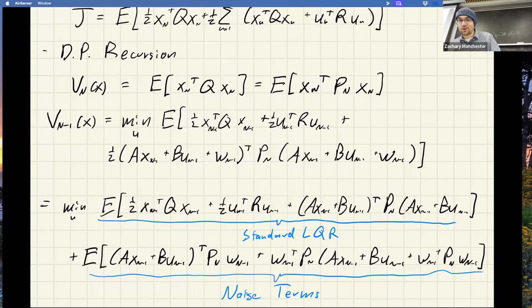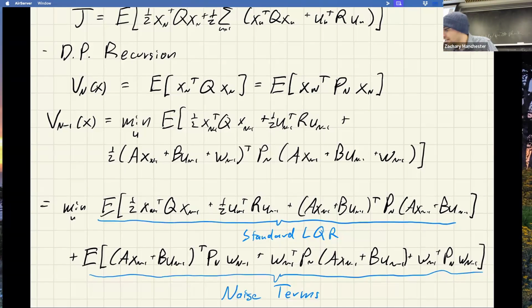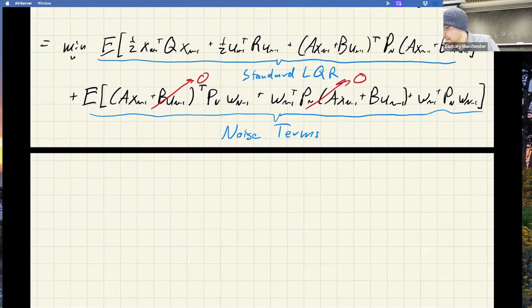Okay, so these are uncorrelated, which means this cross covariance is zero. The definition of uncorrelated is cross covariance zero. So both these terms, because these things are uncorrelated, drop out and are zero. This guy's zero, and this guy's zero.